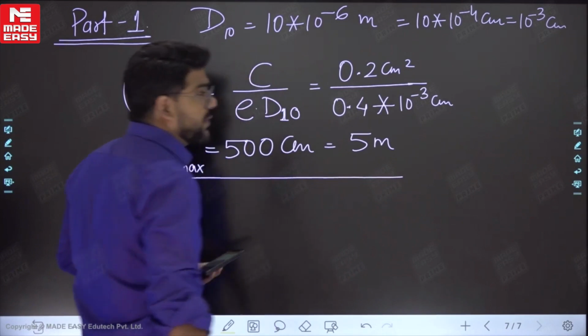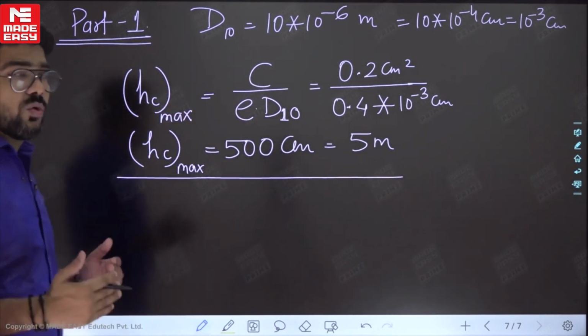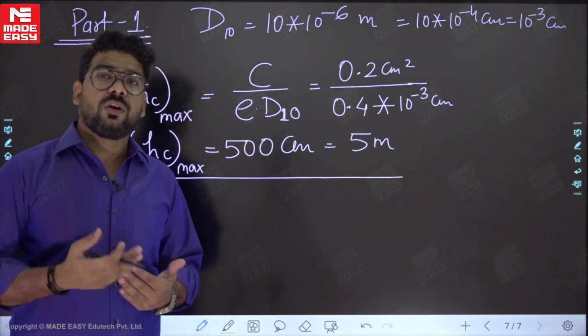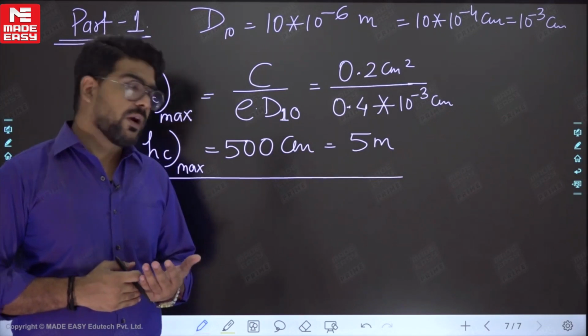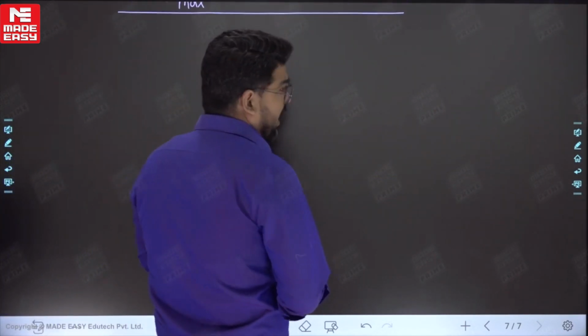Clear? Now the question is saying draw the total stress, pore water pressure and effective stress diagram. So when we are solving these total stress, effective stress and pore water pressure diagrams, we have to do the calculations, and accordingly we have to solve.